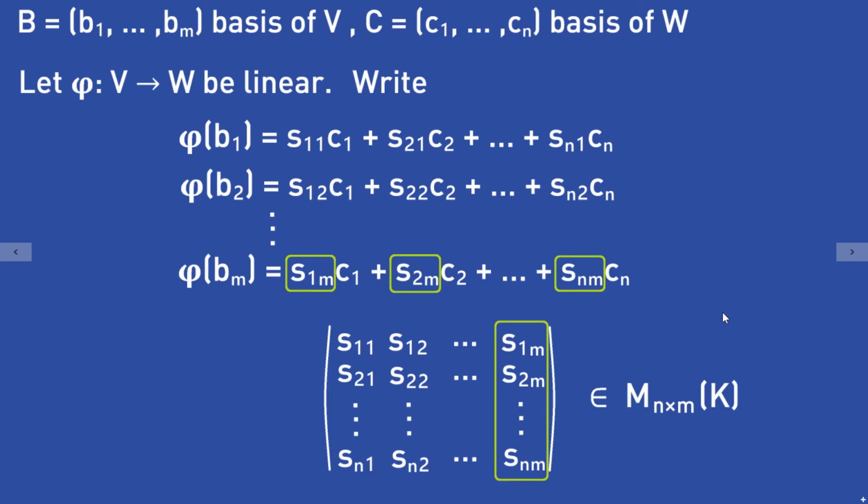In the last column, you write these coefficients here. So here is S1m, that here is S2m, and so on until Snm. As I said before, the result is an n times m matrix with entries in the field K. This matrix is called the matrix representation of phi with respect to the bases B and C. It's denoted like that: square bracket phi from the basis B to the basis C.